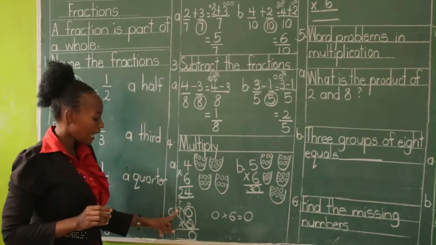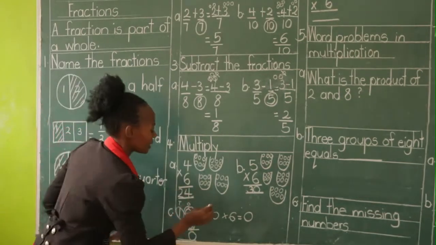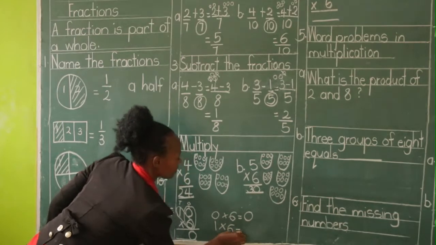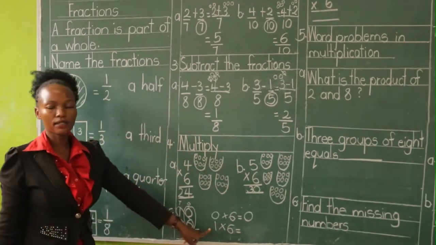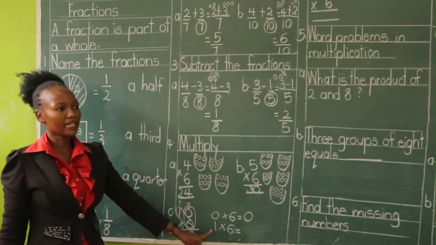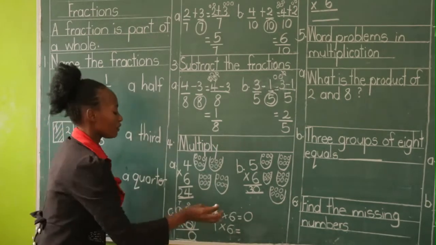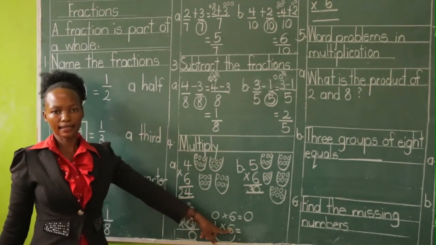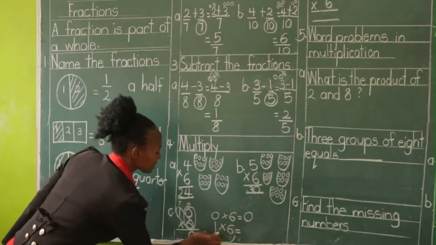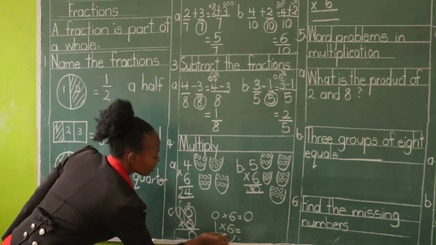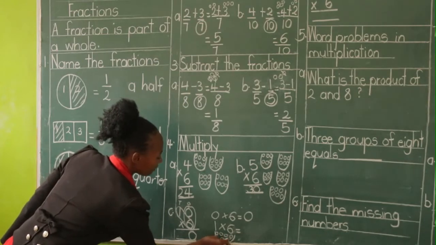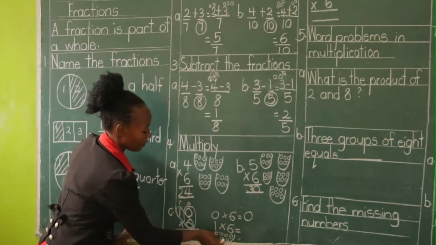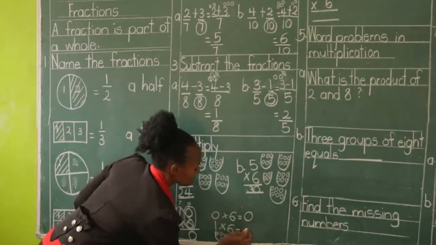Then this is 1 times 6. You also write it aside. 1 times 6. Remember we said the first number is for the groups, and our number here is number 1. Then we form one group of this number of 6. Then I put in my 6: 1, 2, 3, 4, 5, 6. When I count them, our answer is going to be 6 here.